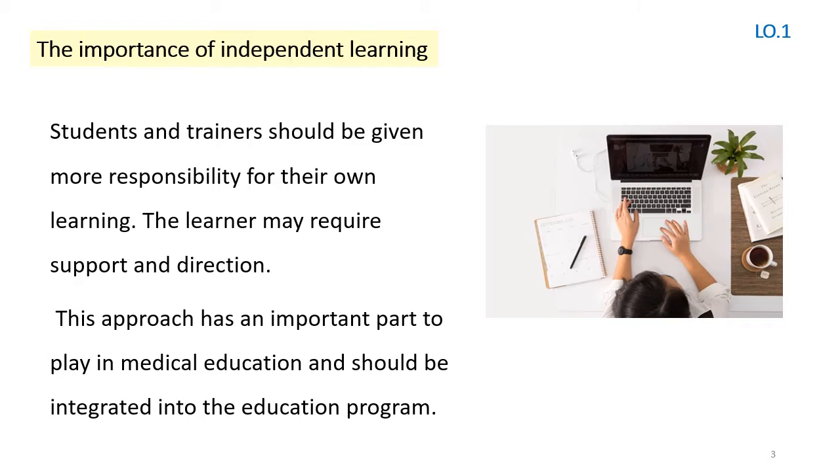The importance of independent learning. Students and trainers should be given more responsibility for their own learning. The learner may require support and direction. This approach has an important part to play in medical education and should be integrated into the educational program.